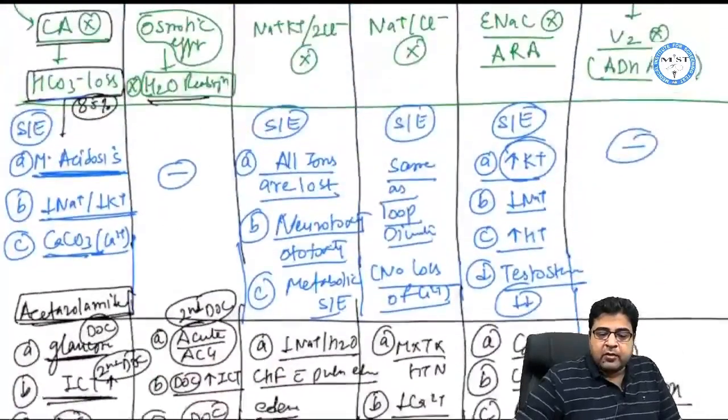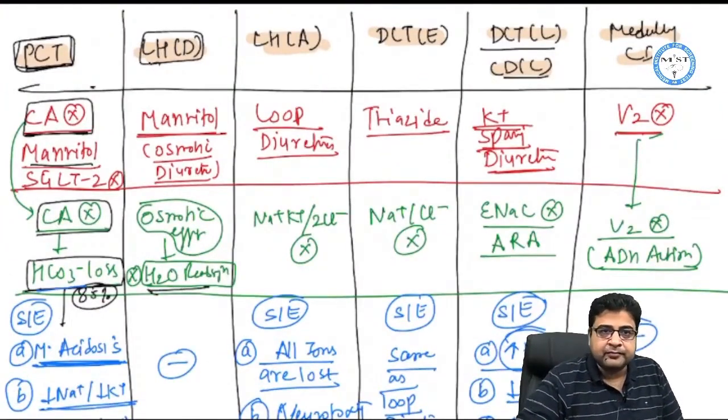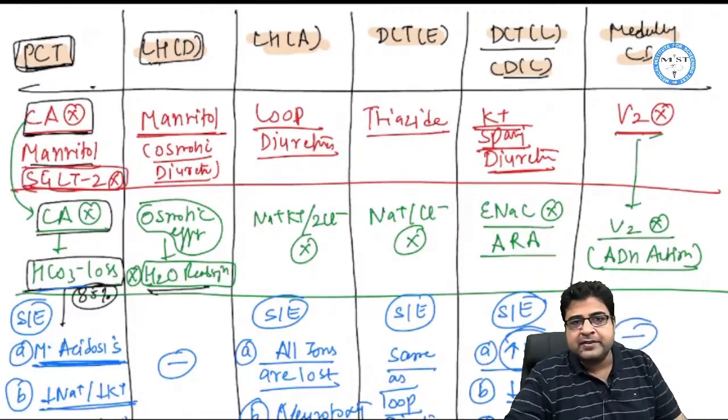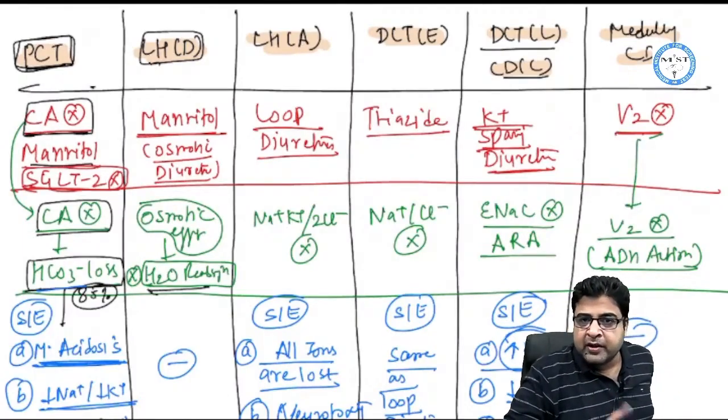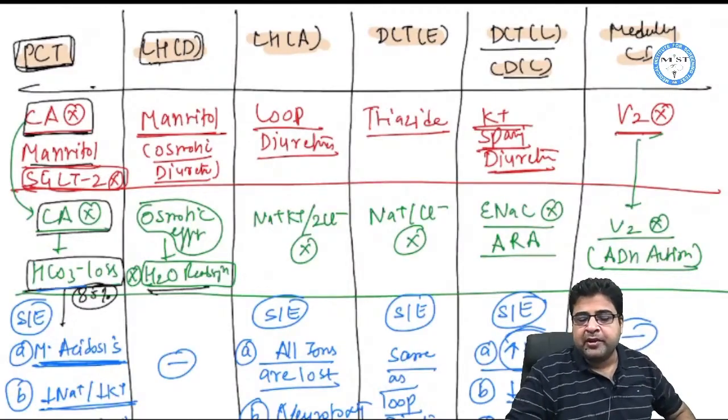The third topic is SGLT2 inhibitor. This topic I will cover in the endocrine topic, right? SGLT2 inhibitor is a third group of medicine that will act on PCT. So this topic I will cover in endocrine. Right now here I will not cover this SGLT2 inhibitor.